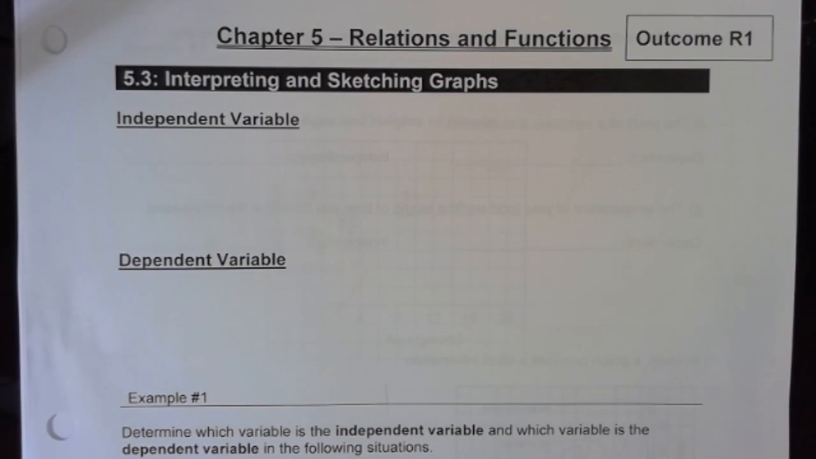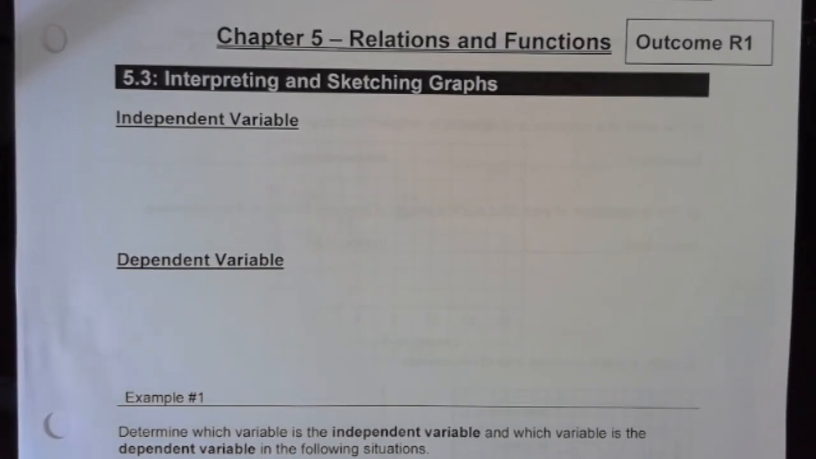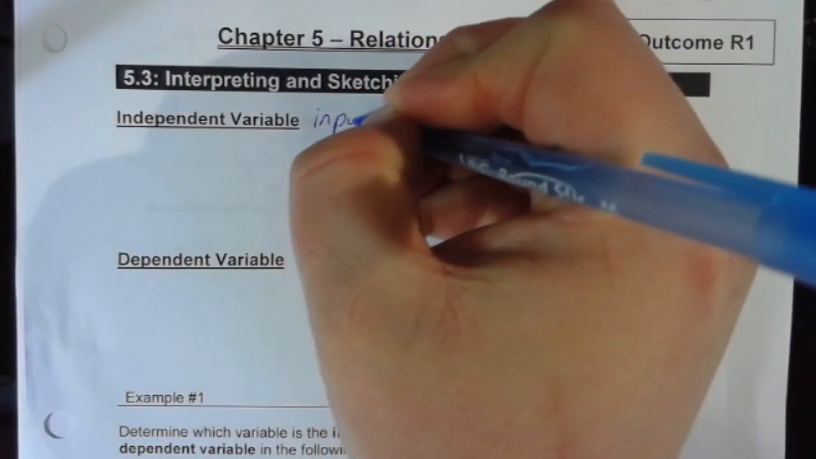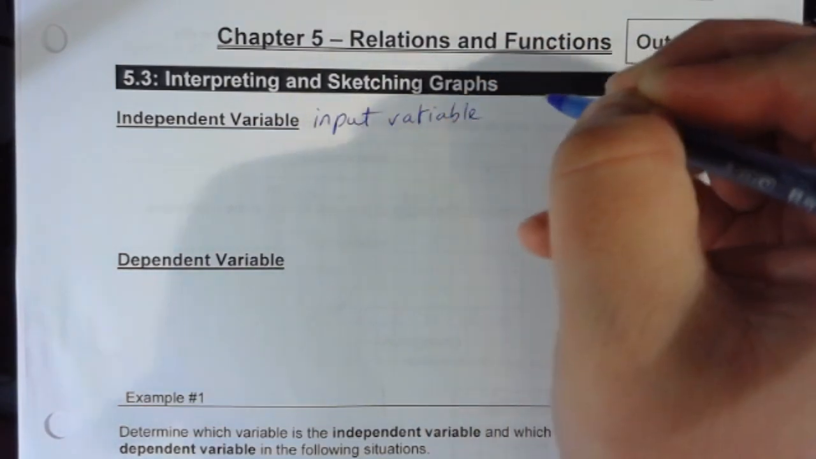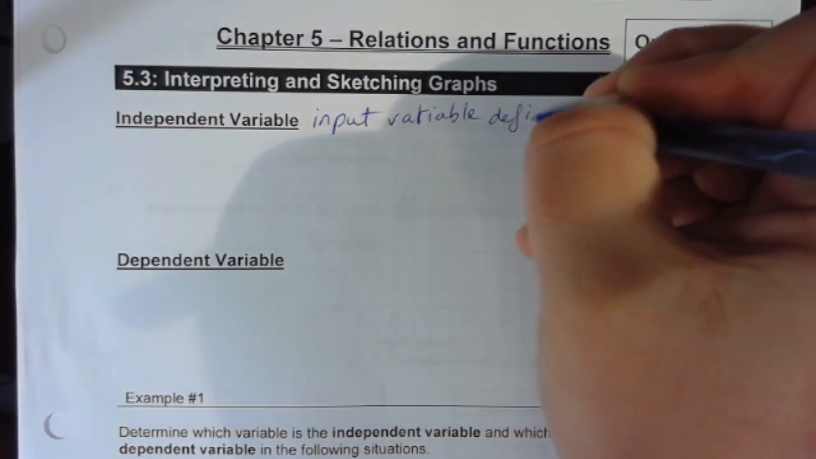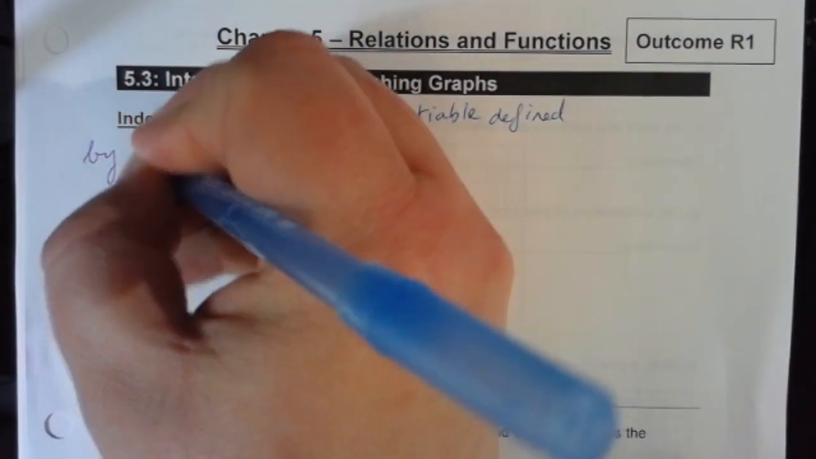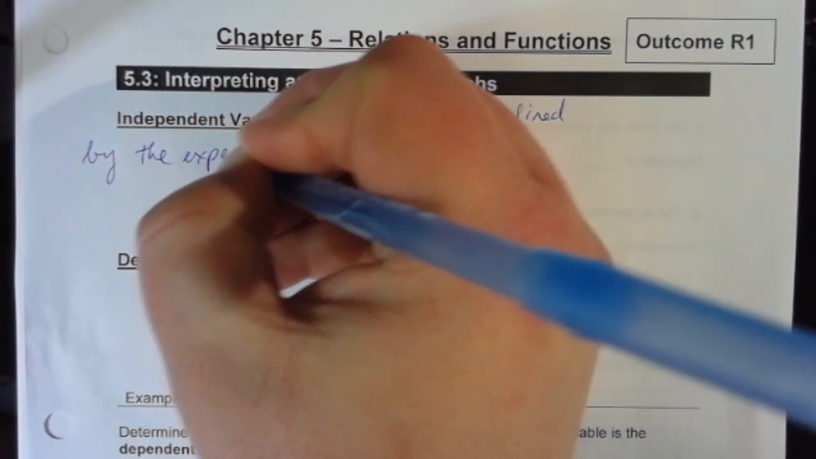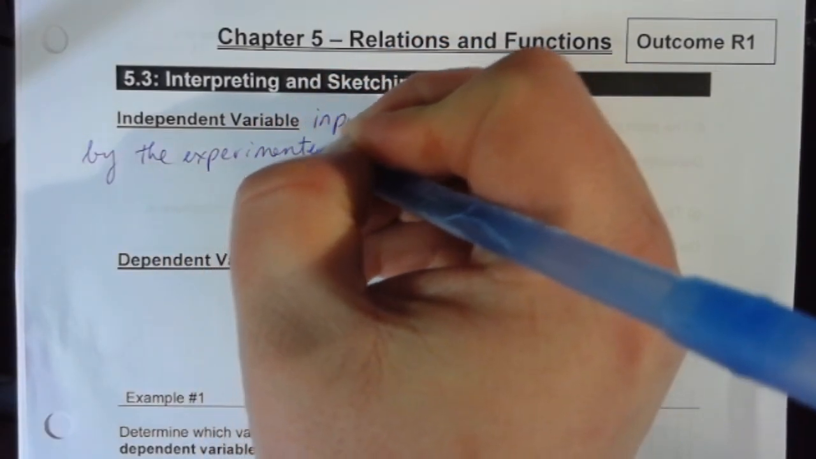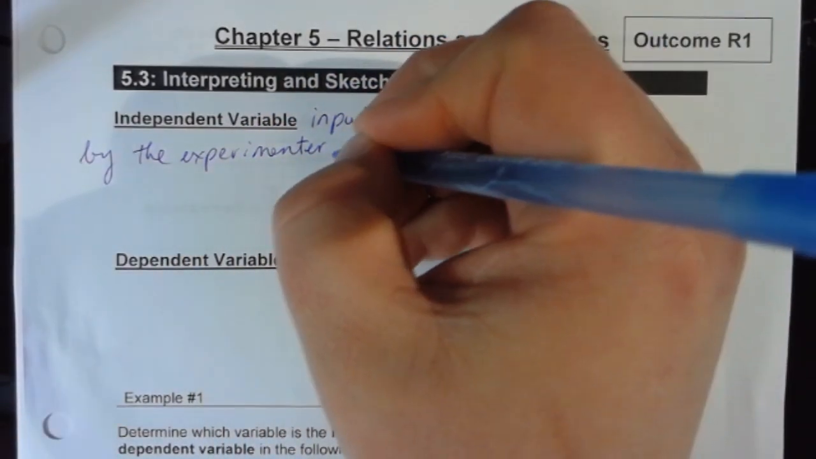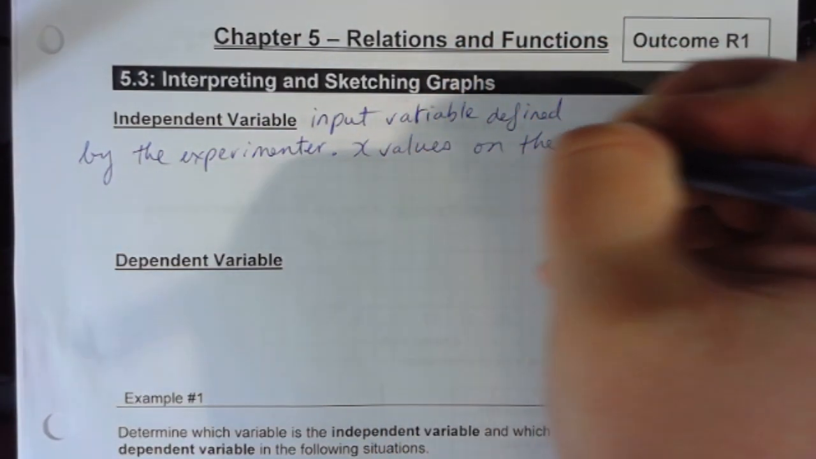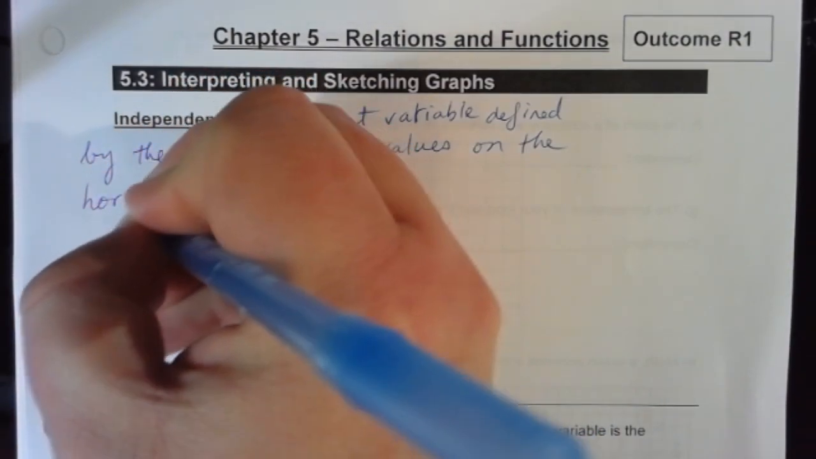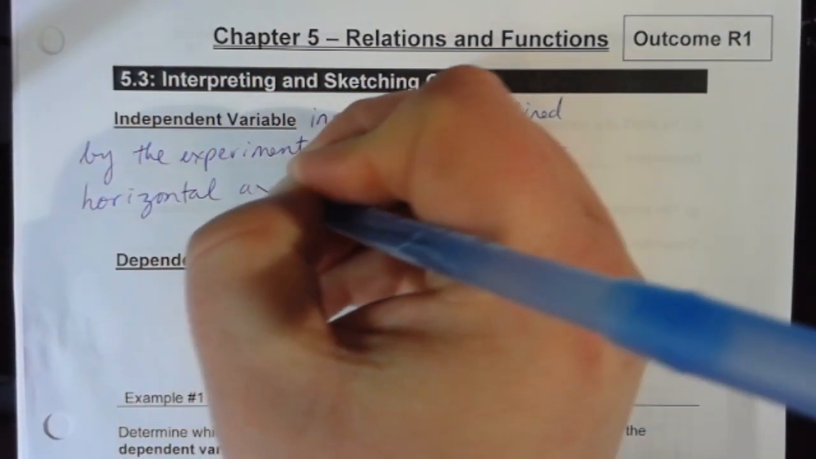So we're going to start with a quick refresher on what independent and dependent variables mean. The independent variable is what we also call the input variable, and it is defined by the experimenter. It is also the x values on the horizontal axis.